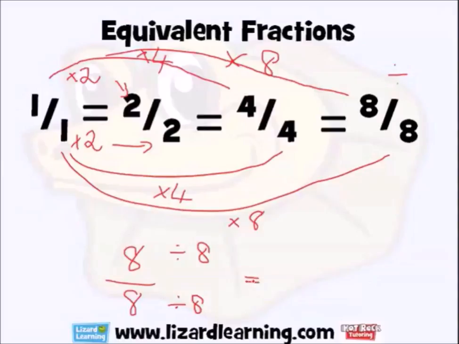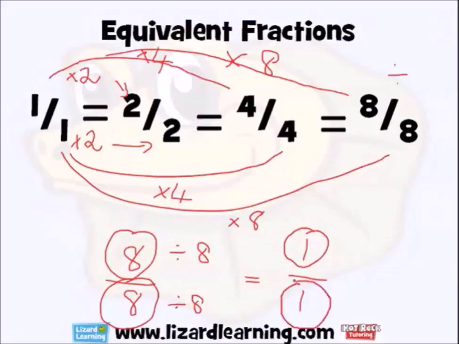8 into 8 goes 1. 8 into 8 goes 1. We're right back to where we started. We got the whole pizza. Still have the whole pizza here. 8 bits out of 8. But if we divide by 8, top and bottom, we make the fraction simpler. We go back to having just the 1 pizza, and we're taking the 1 pizza. We haven't chopped it up into any bits yet.